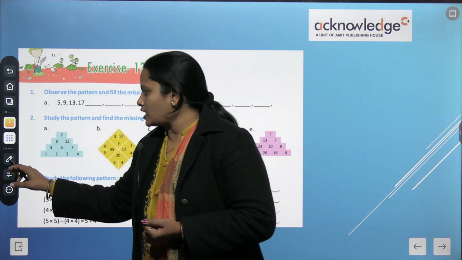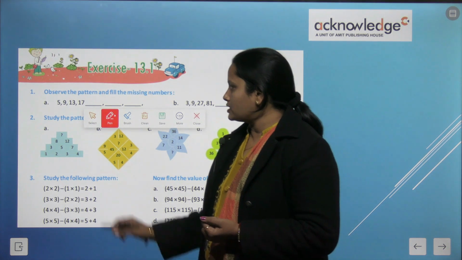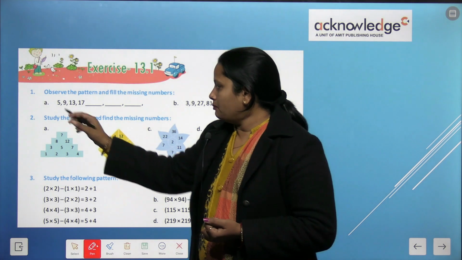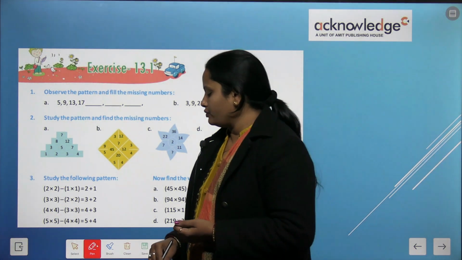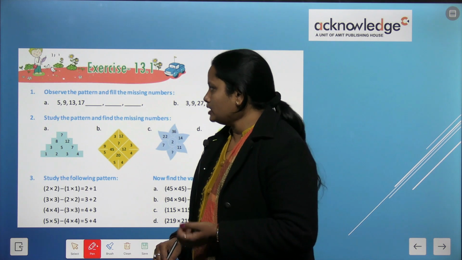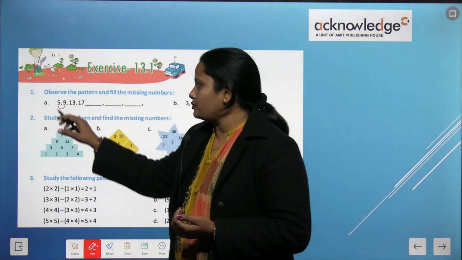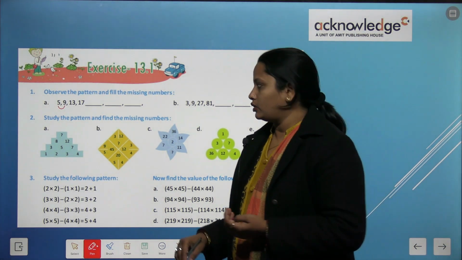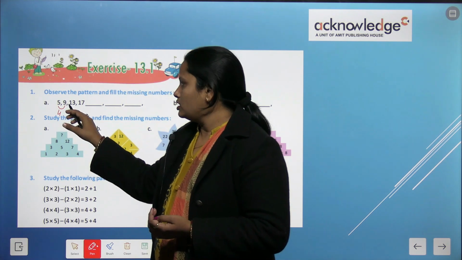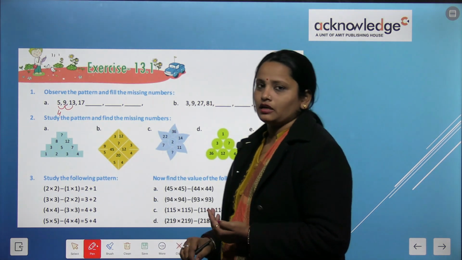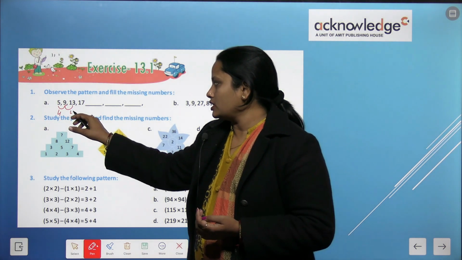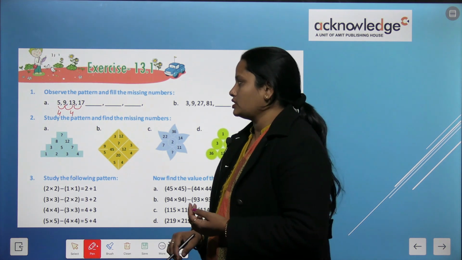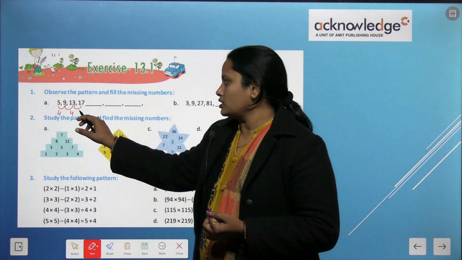Now let's do this exercise 13.1. तो जब हम exercise 13.1 में आते हैं तो हमने क्या देखा? Numbers are written here: 5, 9, 13, 17. So let's subtract these two numbers. जब हमने 9 में से 5 को subtract किया तो आंसर आया 4. Similarly, अब 13 में से हम 9 को subtract करते हैं तो आंसर is 4. Similarly 17 देखते हैं. So here also the answer is 4.